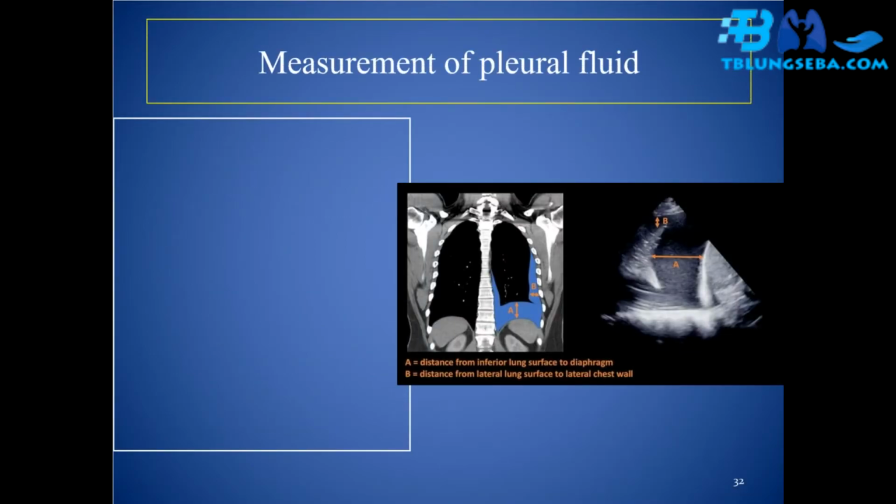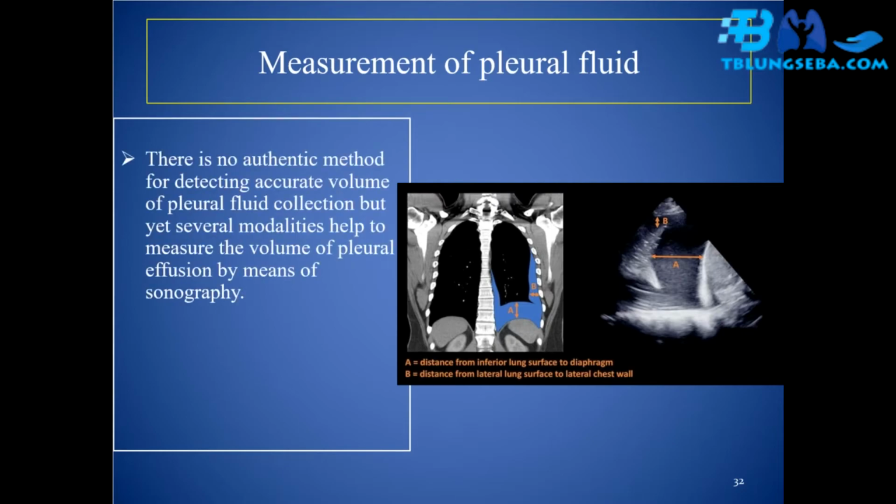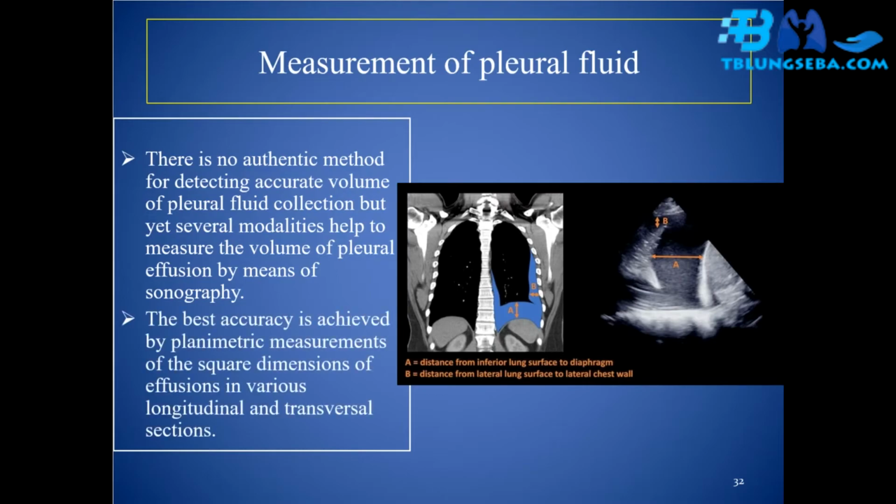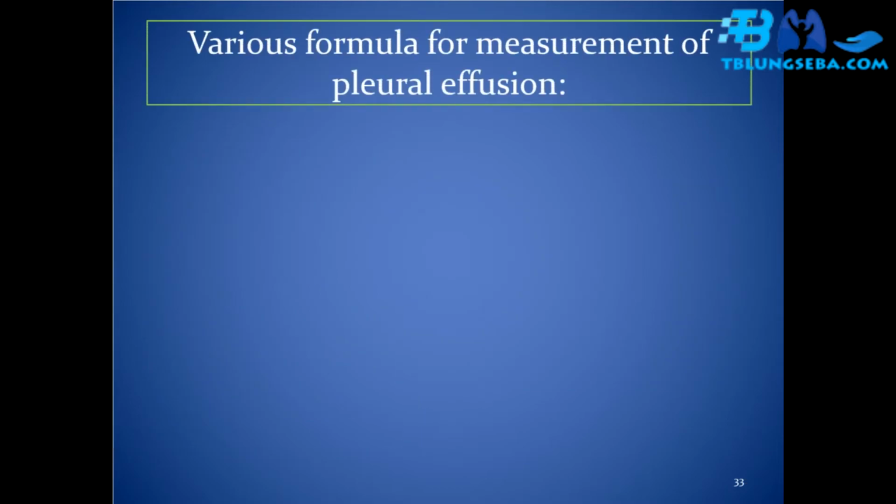Measurement of pleural fluid. There is no authentic method for detecting the accurate volume of pleural fluid collection, but yet several modalities help to measure the volume of pleural effusion by means of sonography. The best accuracy is achieved by planimetric measurements of the square dimensions of effusions in various longitudinal and transversal sections. Various formulas for measurement of pleural effusion.